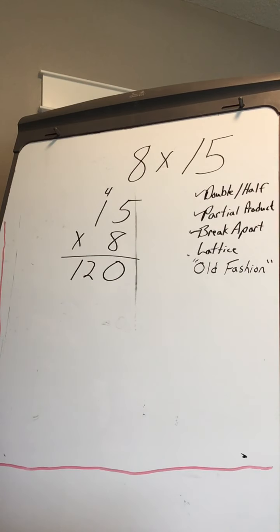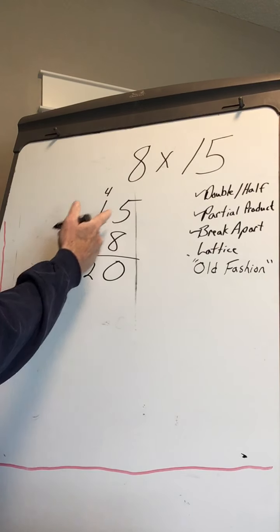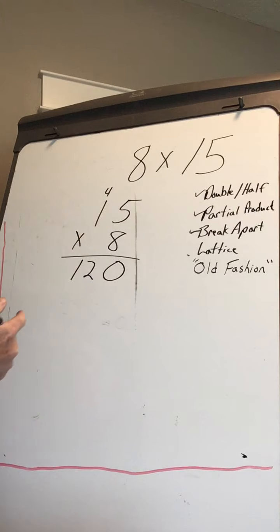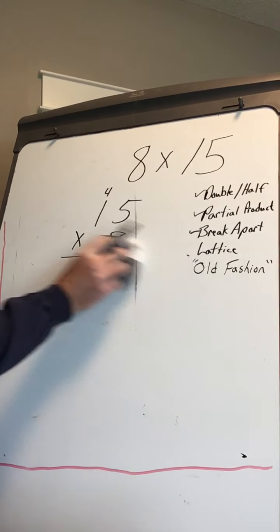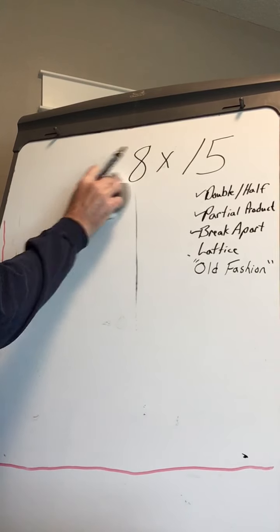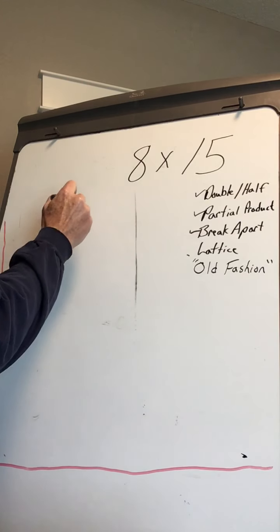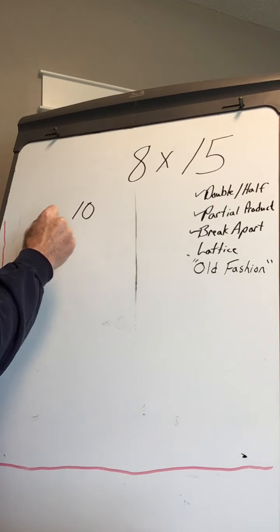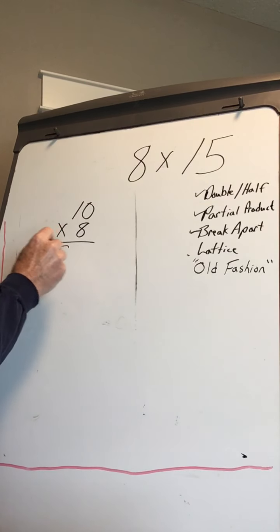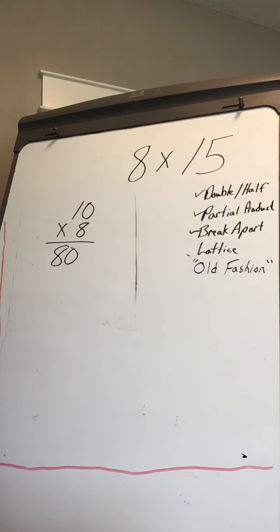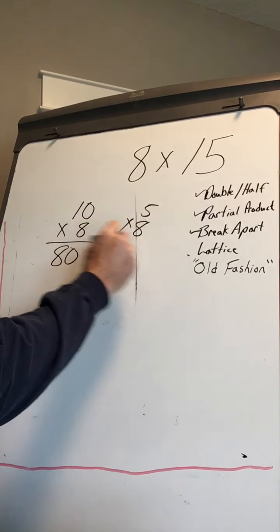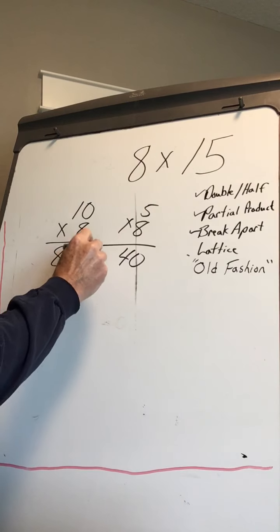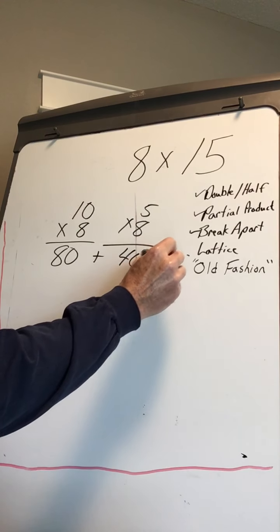Okay? Now another way of looking at this old-fashioned way again is if you don't know 15 times 8, you don't feel comfortable with that, you can break that apart. I don't know if you can do it mental math or not, but you can break that apart to 10 times 8, which is something you should know. And then you can do the rest, which is 5 times 8. Okay, and you add those two together.